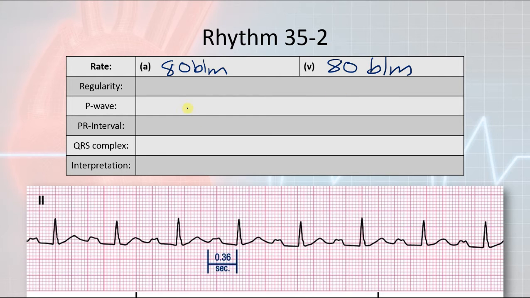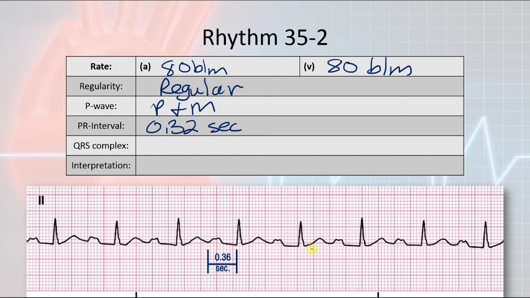Regularity, just by eyeballing it, it looks regular. P waves are present and they are married to the QRSs. The PR interval, they were nice enough to calculate it here at 0.36, but let's see if we can do it also. We'll start right here on this line right here. So there's 5 little boxes, 6, 7, 8 little boxes, which gives me a 0.32 second, not 0.36, but either way it's going to be wide.